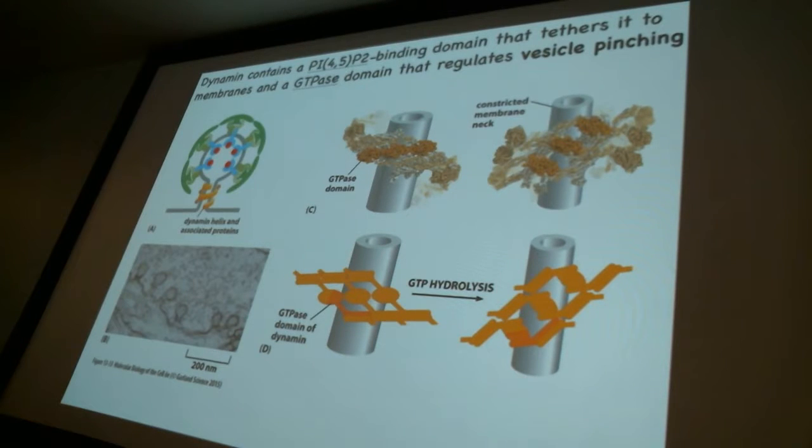So this is a representation of how these chains of dynamin would wrap themselves around the neck of the pinching vesicle. Mitochondria have a similar protein that is involved in dividing the mitochondria, but for many others, for example the COPII vesicles, we don't know yet exactly what the pinchase is, if there is one. So there's still a lot to be discovered in this field.